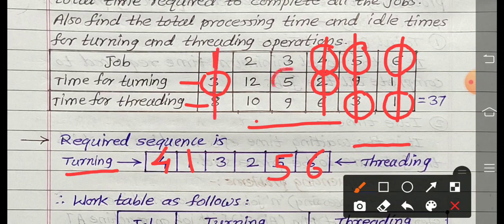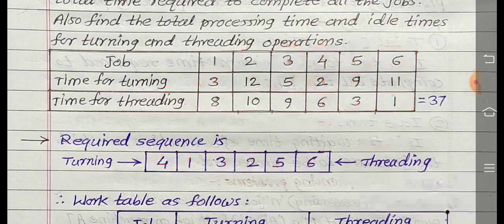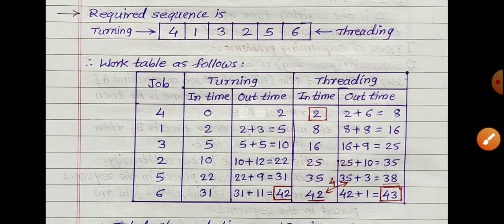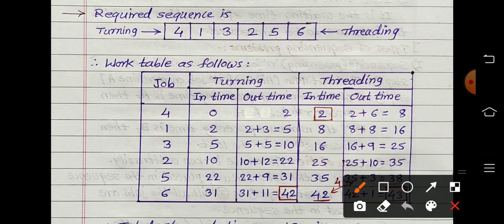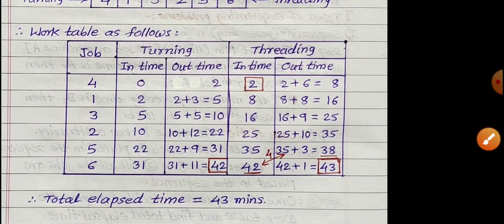Now which is the minimum time? That is 5. This minimum time 5 is for the turning machine and for the 3rd job, so we write it from left to right, so 3 is here. Which is the remaining job? Job number 2 is at the empty box. So what sequence did we obtain? The required sequence is 4, 1, 3, 2, 5 and 6. Clear? Next, we find the work table. See, the work table is very important.